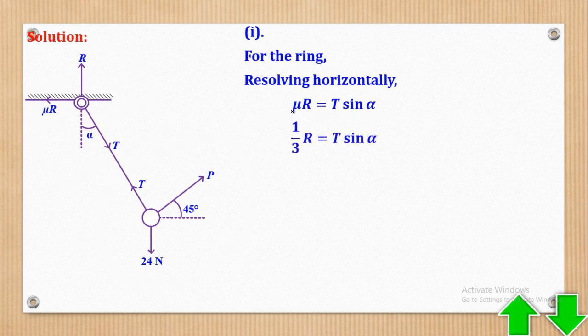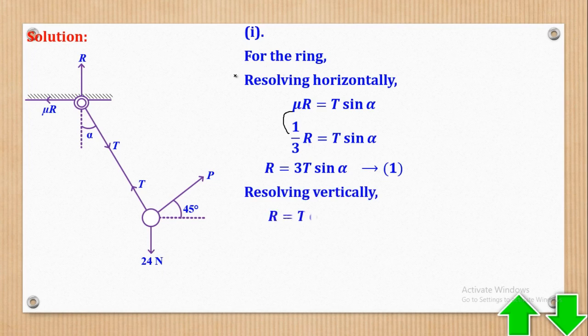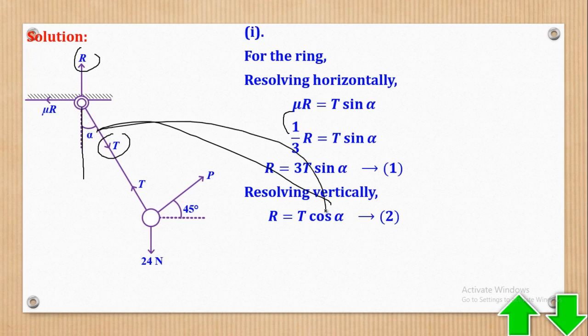So when I substitute for mu, I'll come up with that. Therefore, make R the subject, it will become 3T sine alpha, and that is equation 1. Then I'll also resolve vertically. So when I resolve vertically, still on the ring, I realize that this R is going upwards, but this component of tension goes downwards, and it will be T cos alpha. That is why you see T cos alpha there, because the angle lies on the vertical, meaning the vertical component will have cos alpha.